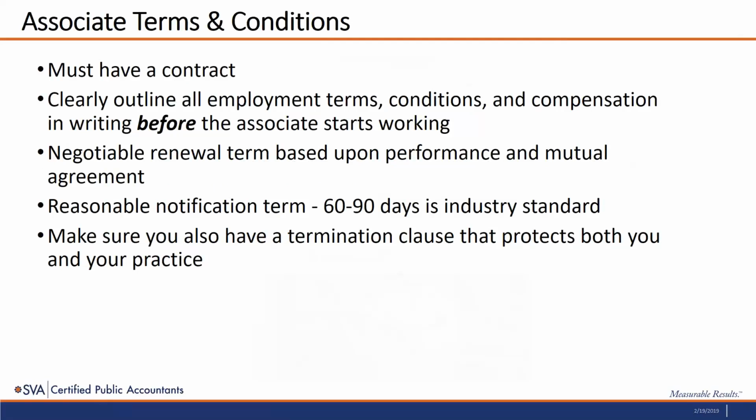Negotiate renewal terms based upon the performance and mutual agreements, and this really depends upon your short and long-term goals of your practice. Reasonable notification term is 60 to 90 days. Make sure you have a termination clause that protects both you and your practice should you have to let the associate go or should they leave on their own. And typical renewal terms I see are typically a year, and then anything beyond that based on whether or not they're going to be buying into the practice in the future.